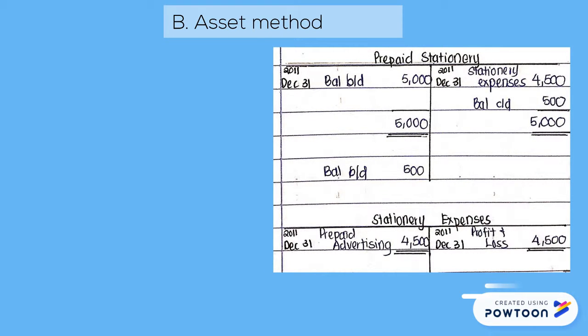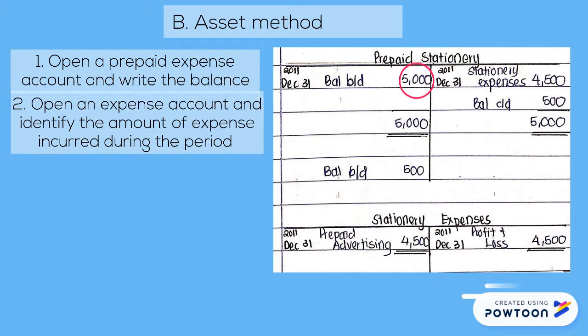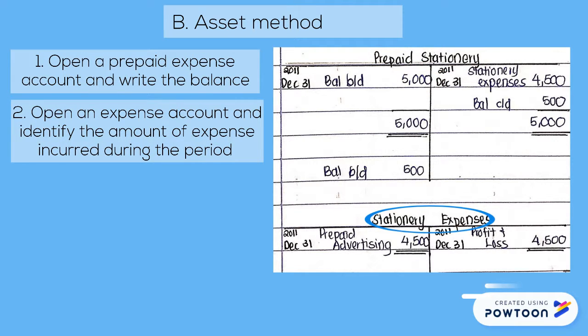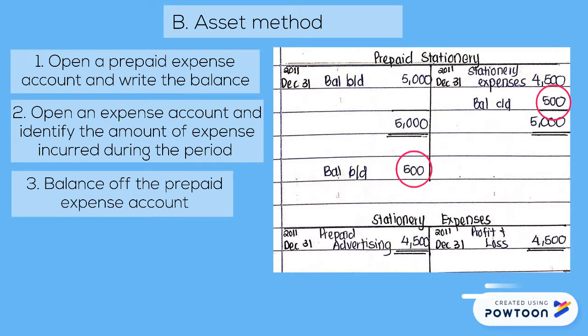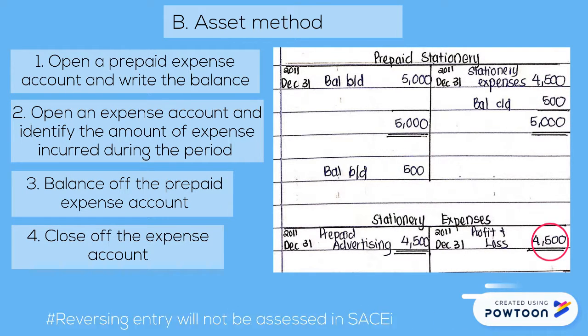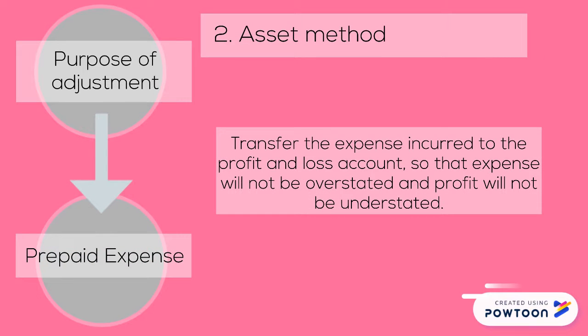For the asset method, firstly, open a prepaid expense account and write the balance. Second, open an expense account and identify the amount of expense incurred during the period. Third, balance off the prepaid expense account. And lastly, close off the expense account. The asset method is used to transfer the expense incurred to the profit and loss account so that the expense will not be overstated and profit will not be understated.